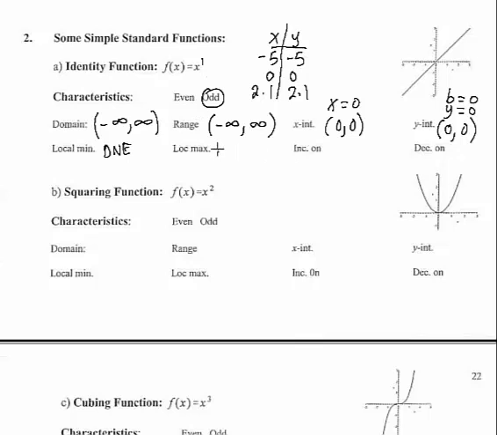Likewise for local maximum, it does not exist. It continues to increase forever. It never decreases again once we start to walk from left to right along this function. It never changes its slope, so we'll never have a local maximum.